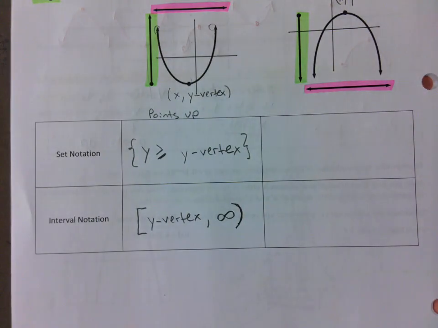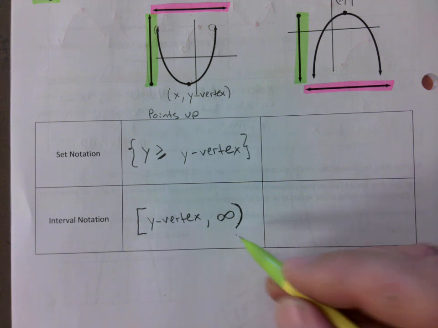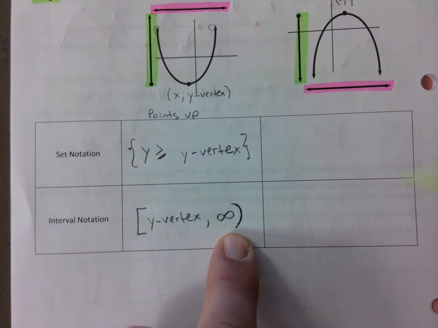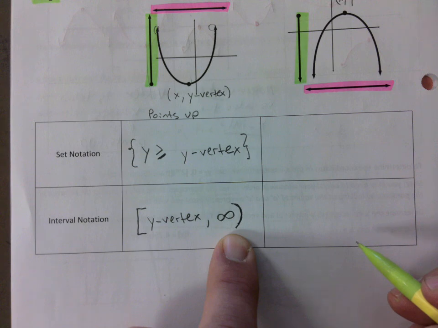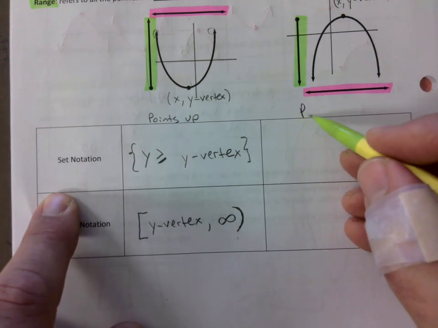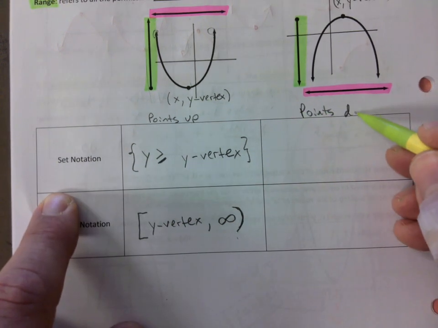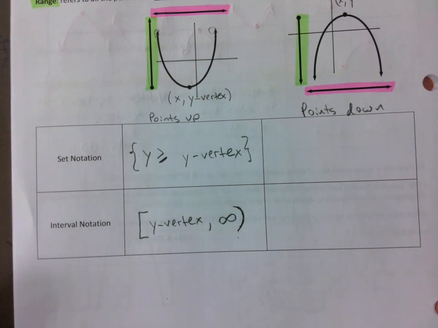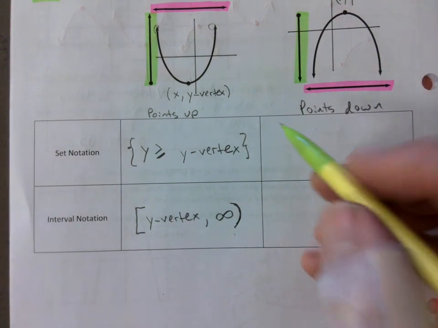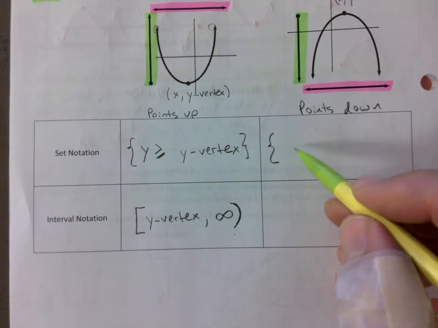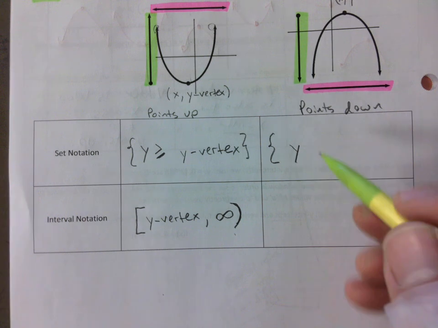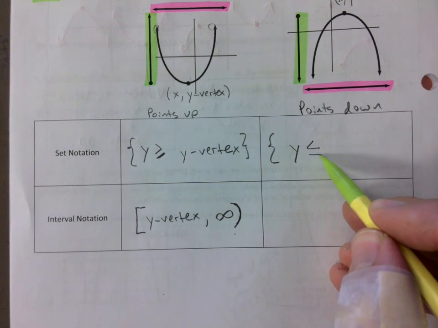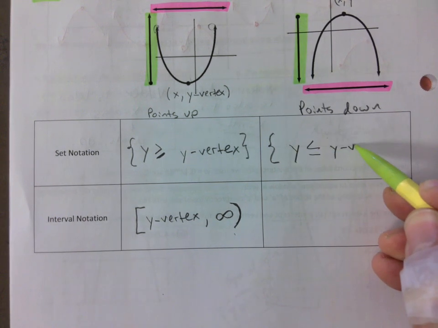Whenever there's infinity, never, right? I will make a note later on. Always use round brackets whenever there's infinity. Okay? When it points down, you might want to add this to your study sheet later on. This one right here helps a lot of students. When it points down and you have set notation, it's going to be y is less than or equal to the y of the vertex.